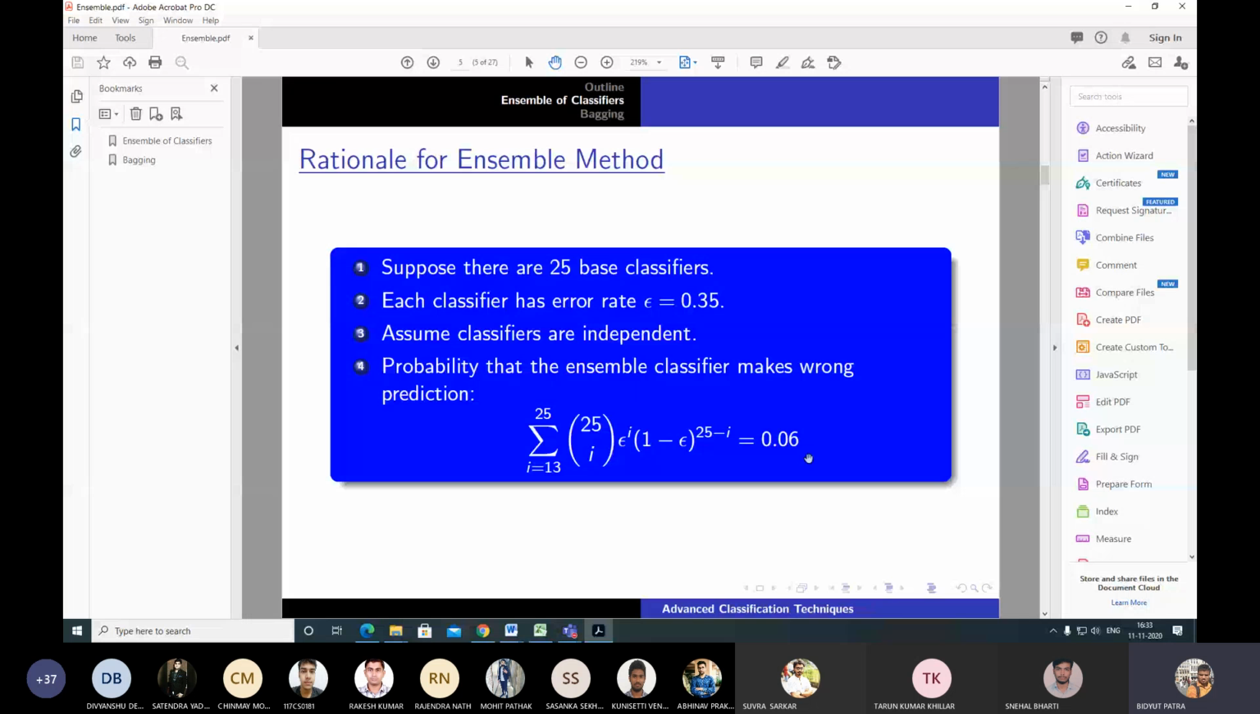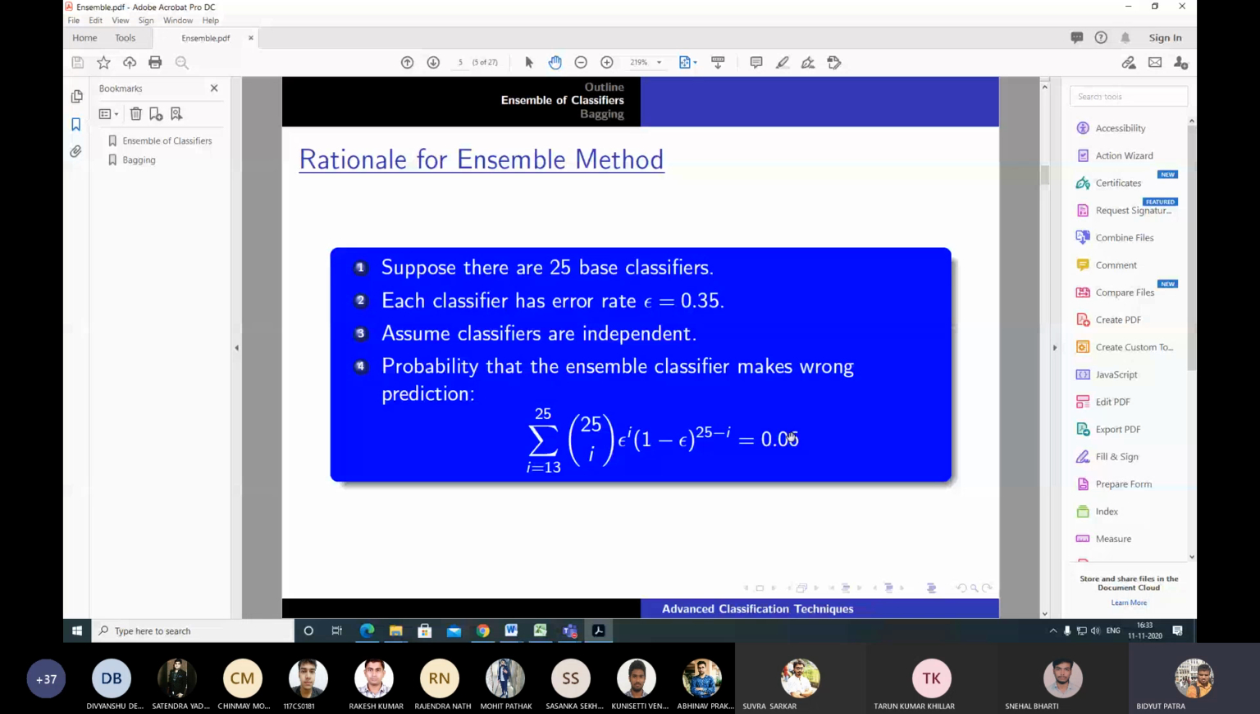What is the interesting thing you need to observe? If you apply a single classifier, the error rate is 0.35. But if you apply more than one classifier, in this example 25 classifiers, the error rate drastically reduces to 0.06. So the accuracy here is 0.94, compared to 0.65 for a single classifier. Therefore, the ensemble classifier should work much better than an individual classifier.